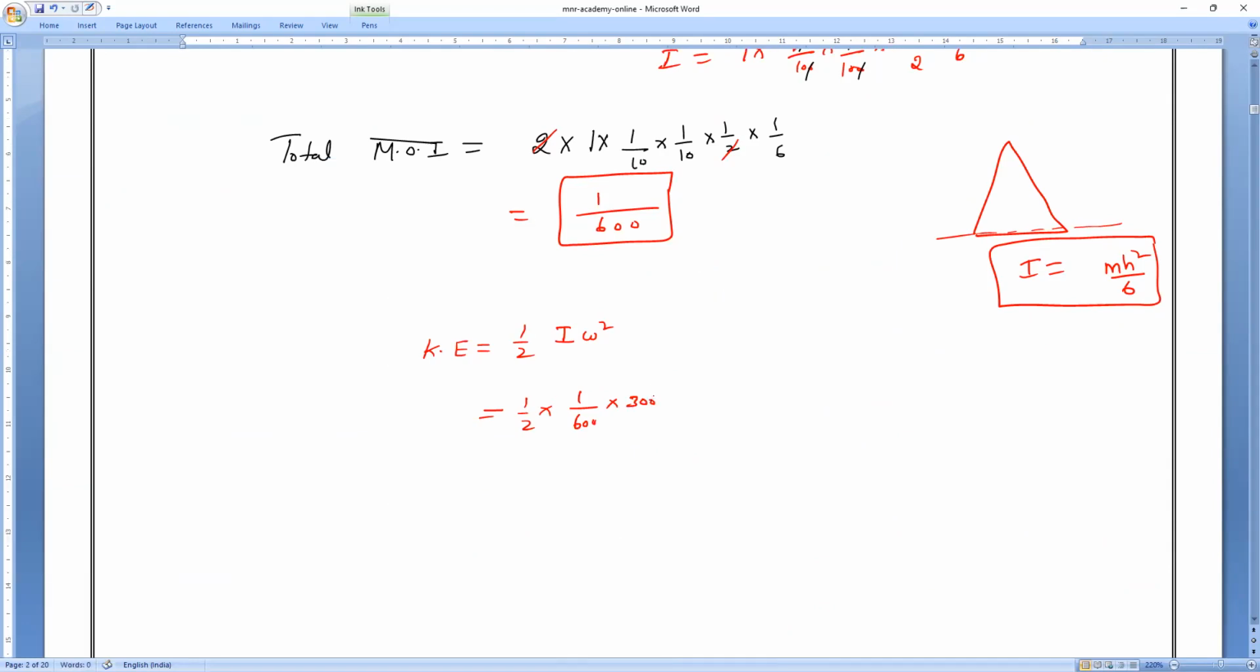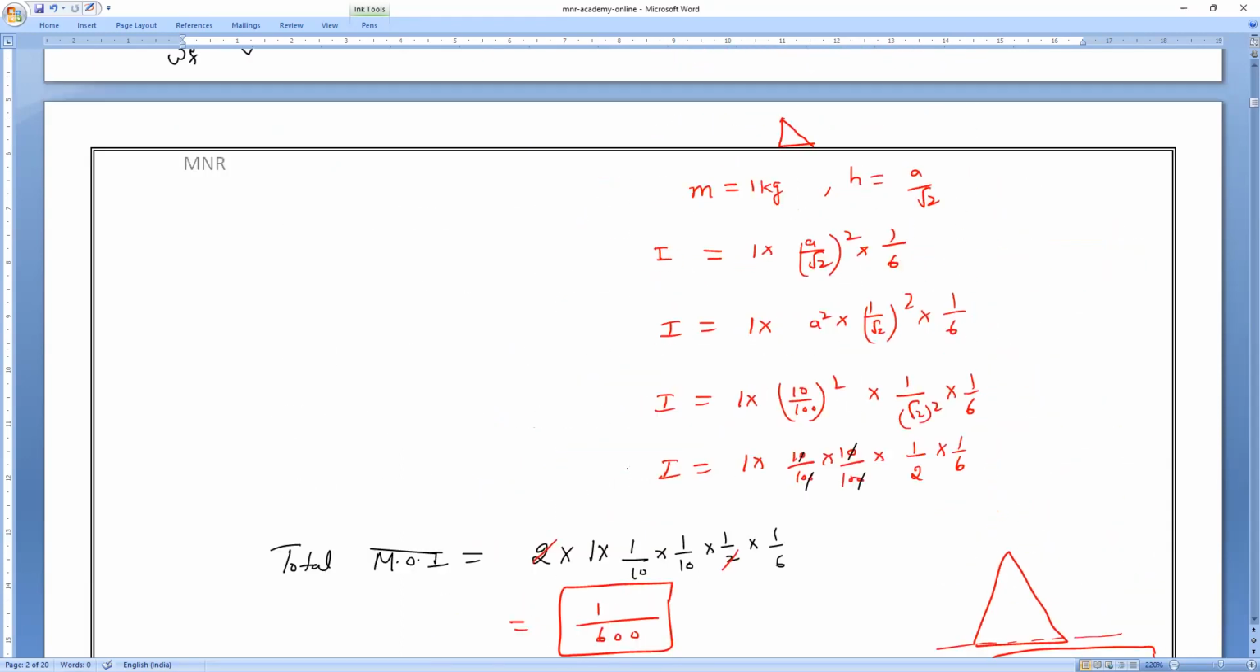300 whole square, which is equal to 1 by 2 into 1 by 600 into 300 into 300. So 2 ones are 2, 150s are. Next, the 0s will get cancelled. 2 ones are 2, 3 ones are 3, 2 ones are 2, 75. So what is the kinetic energy, everybody? Kinetic energy is equal to 75 joules. So that's all it is.